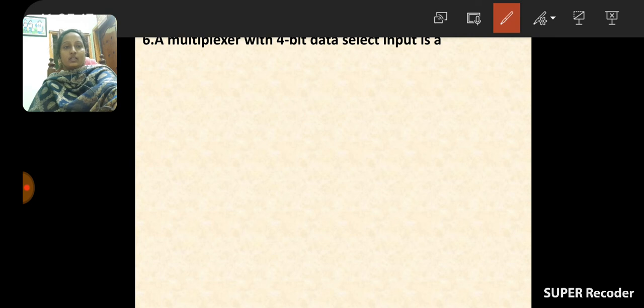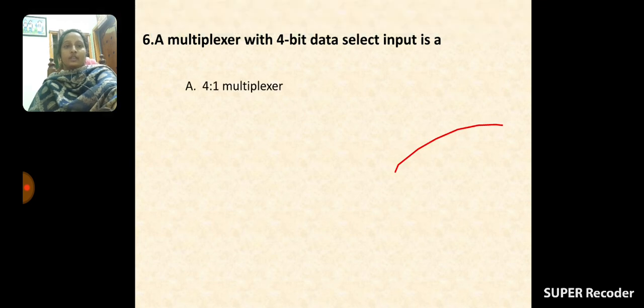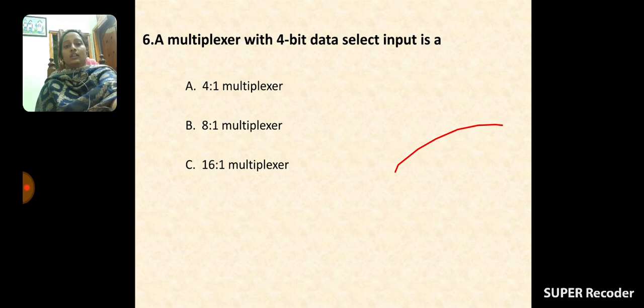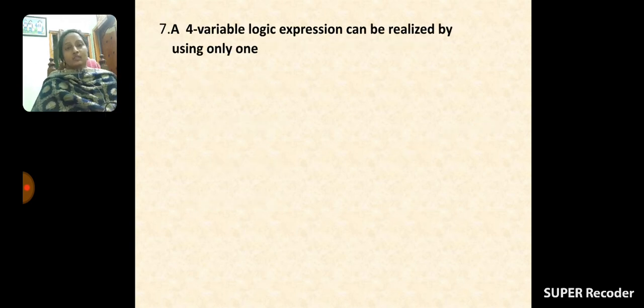Once check the options: 4 by 1 MUX, no. 8 by 1 MUX, no. 16 by 1 MUX. If we are having 4 selecting lines, when we are using 4 selecting lines, we have 16 inputs. See the answer. Okay, is it clear? 16 by 1 multiplexer.